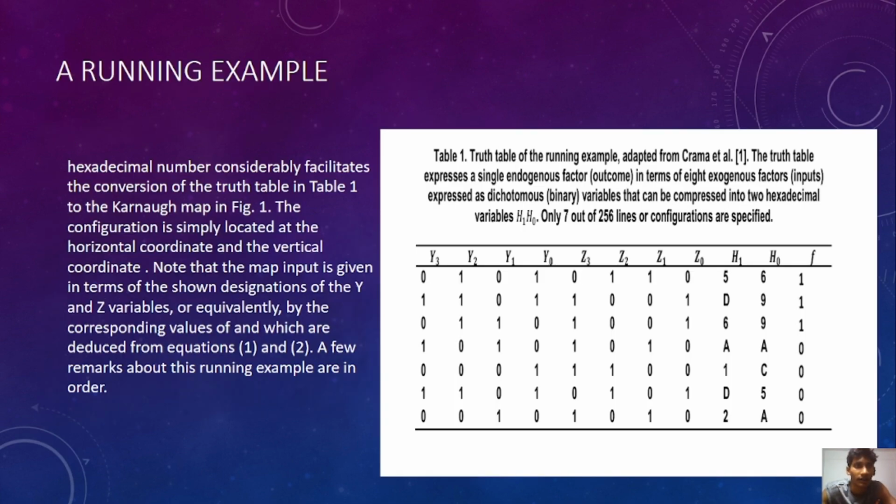A running example is explained, showing the conversion of the truth table in table 1 to the K-map in figure 1. The configuration is simply located at the horizontal coordinates and the vertical coordinates. Note that the map input is given in terms of the shown designations of the y and z variables, or equivalently by the corresponding values, which are deduced from equations 1 and 2. A few remarks about this running example are in order.